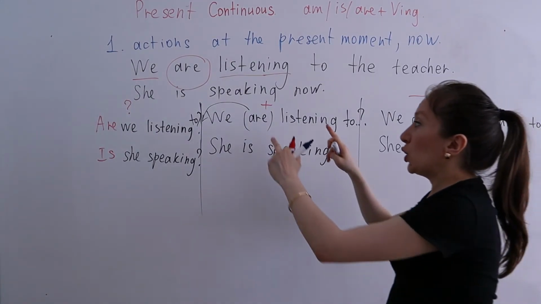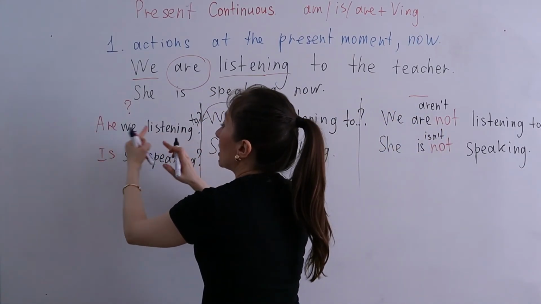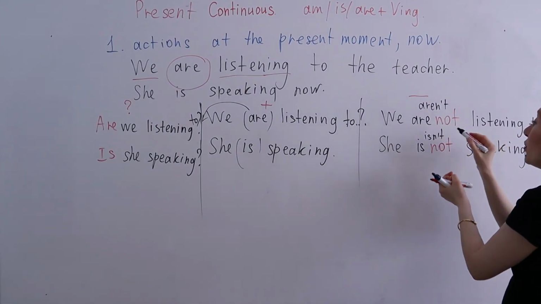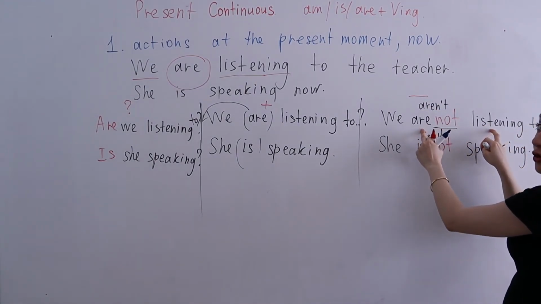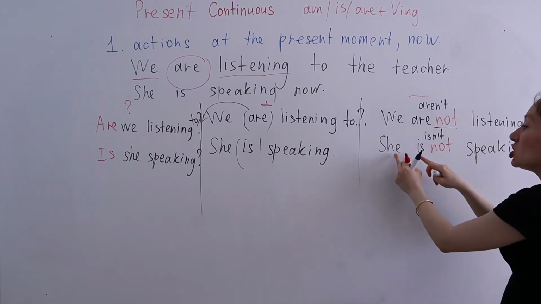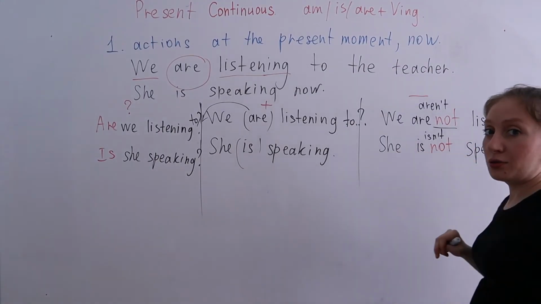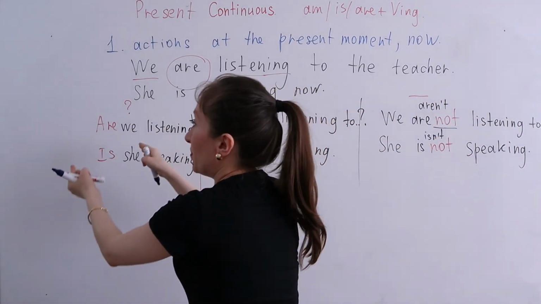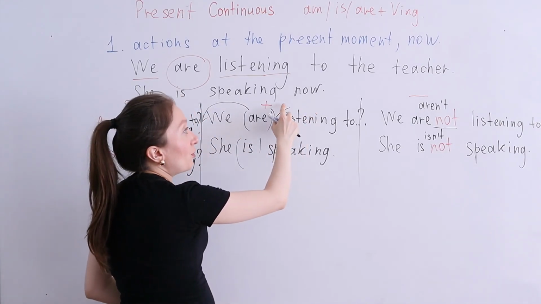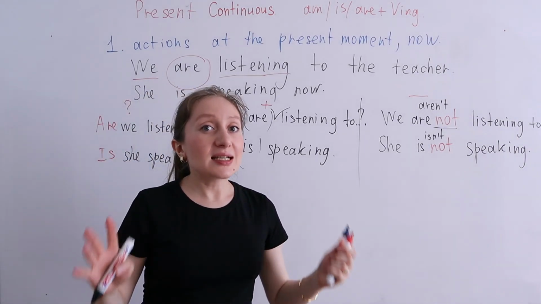Very, very easy. We are listening. Are will jump. Are we listening? Is she listening, right? And negative form, you put not between these two verbs. We are not, we aren't listening. She is not, she isn't listening, or she isn't speaking, right? You move the verb to be and then you put not between two verbs. Super easy.